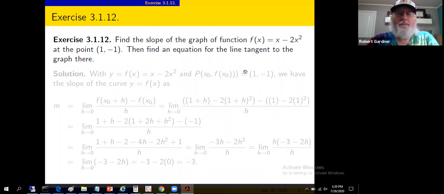Let's do another one. Okay, basically the same type of problem, different function. And they didn't ask for a graph, they just asked for an equation this time. Find the slope of the graph of the function f of x equals x minus 2x squared at the point 1, comma, negative 1. Then find an equation for the line tangent to the graph there, that is, at that point. Can you graph x minus 2x squared? I suspect you can, or you've been exposed to it at least. It's an opening downward parabola.